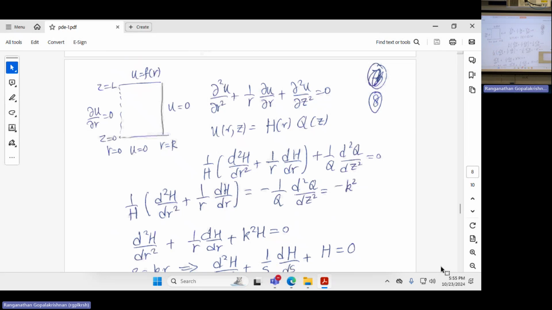So you could very well expect a problem in the exam where you have the second derivative with respect to r, first derivative with respect to r, plus second derivative with respect to theta. You might expect that thin plate approximation problem in the exam. I'm just saying it to scare you so that you will try this.